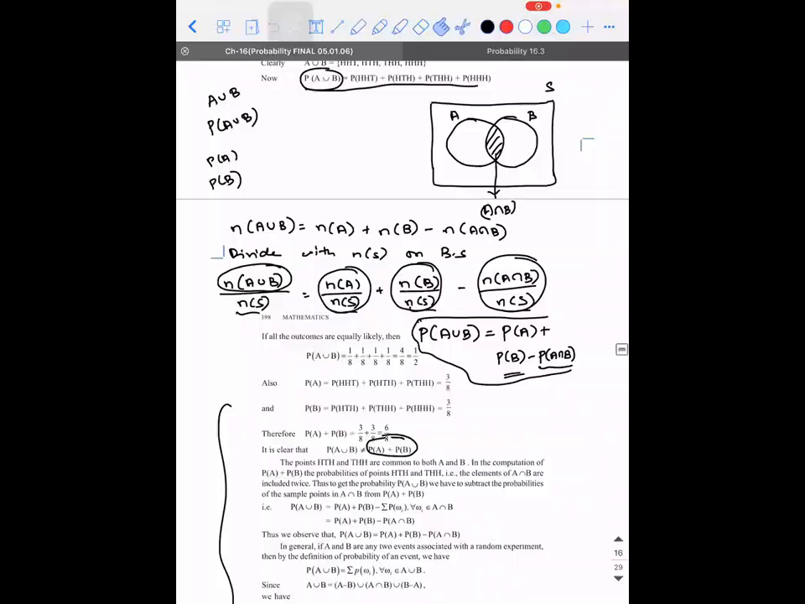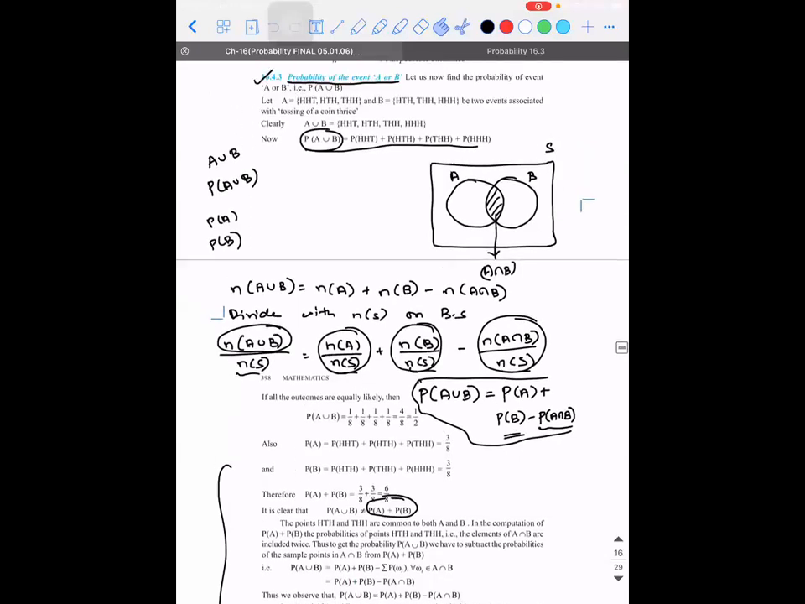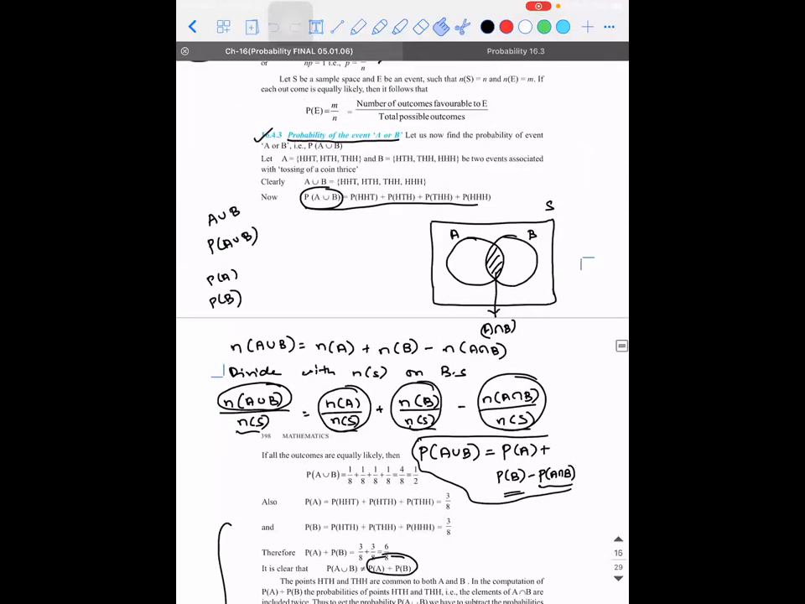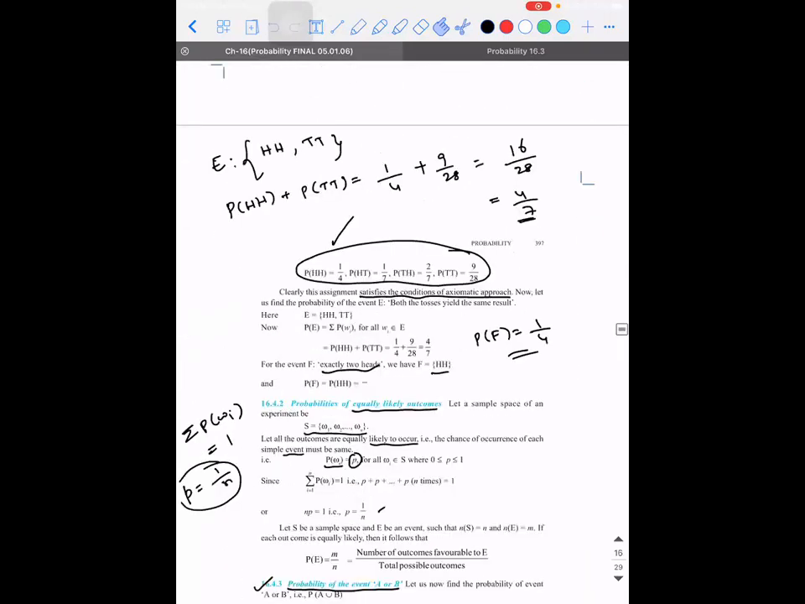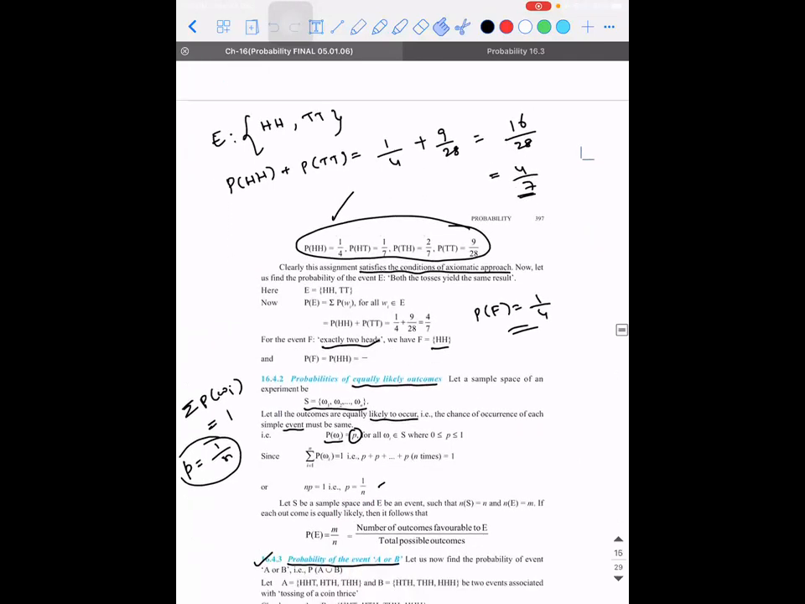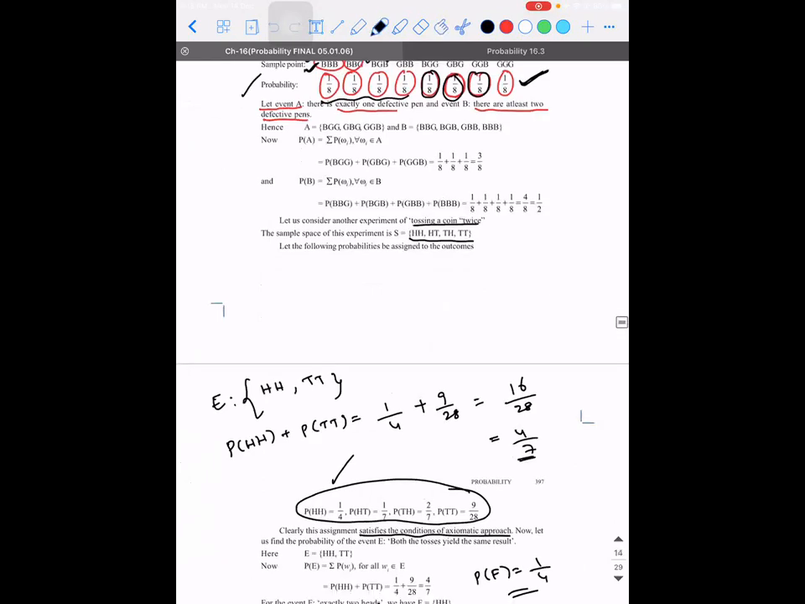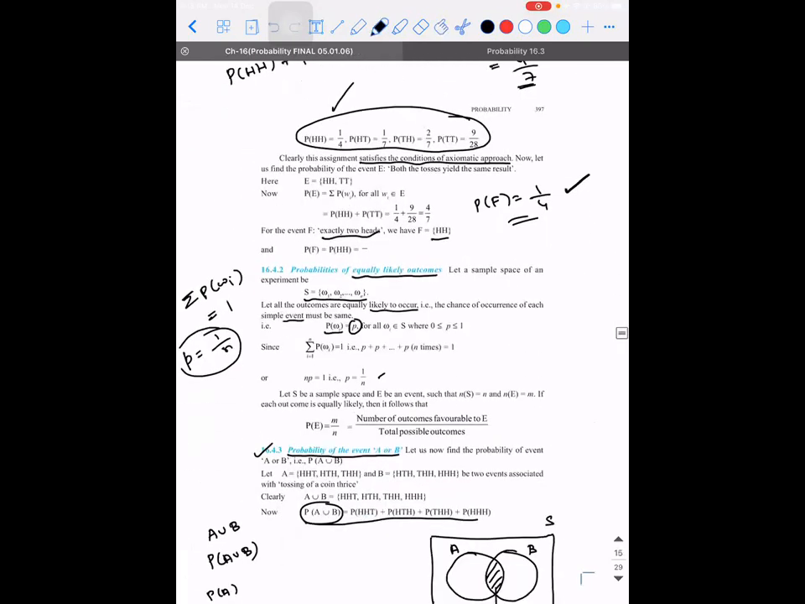So is this the concept? Event A or B, so probability of A union B. This concept we saw, right? And I explained about the probability of equally likely outcomes also. We did these kind of example problems. So now we need to understand how to apply this, right?